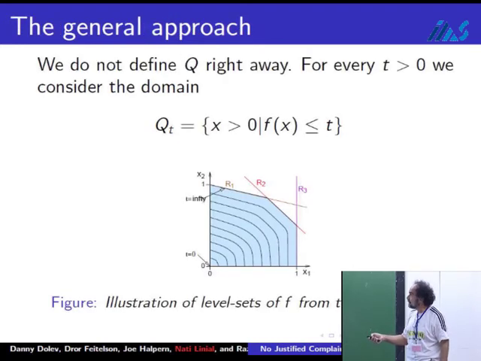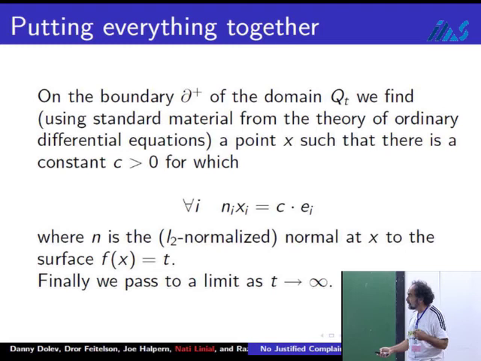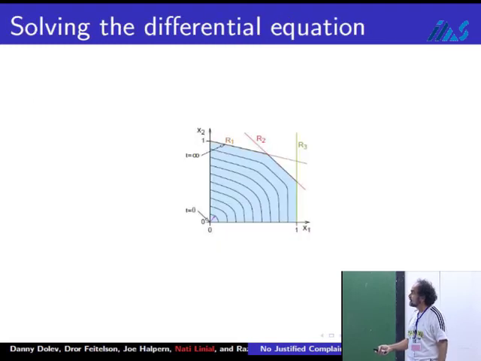QT is defined by this, where f is this expression with the logarithms. On each such set, I'm going to find a point where equality holds and the normal times the x is proportionate to E. That I can do using standard things from differential equations. And then I want to pass to the limit as t goes to infinity.